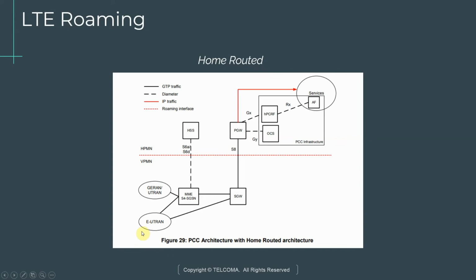So the key point to note here is that in the home routed architecture, the UE actually uses its home network's P gateway and all the functions and services of the home network, and the PCRF of the home network is used, and not the visited network. One thing also to note is that all the user plane traffic of this subscriber that's roaming here is sent to its home network.